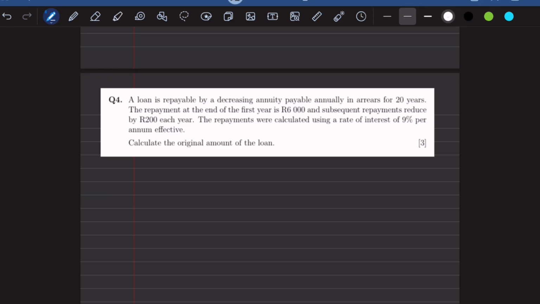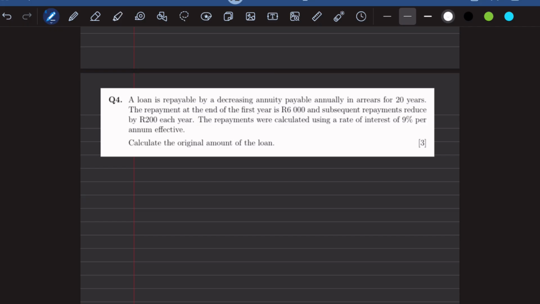Okay, now let's have a look at question 4. Question 4 says a loan is repayable by a decreasing annuity payable annually in arrears for 20 years. The repayment at the end of the first year is 6,000 and subsequent repayments reduce by 200 Rand each year. The repayments were calculated using a rate of interest of 9% per annum effective. Calculate the original amount of the loan.